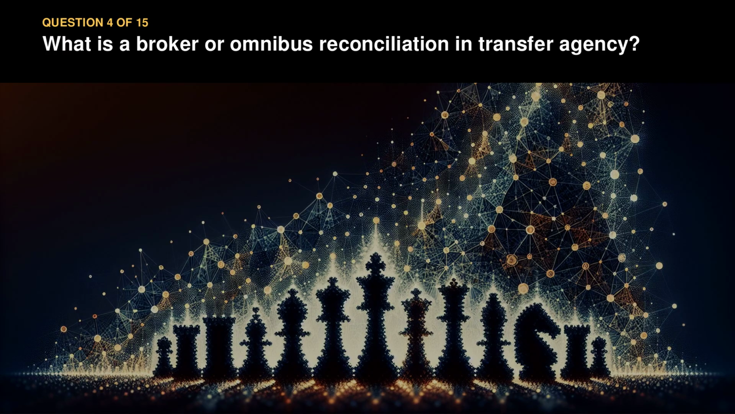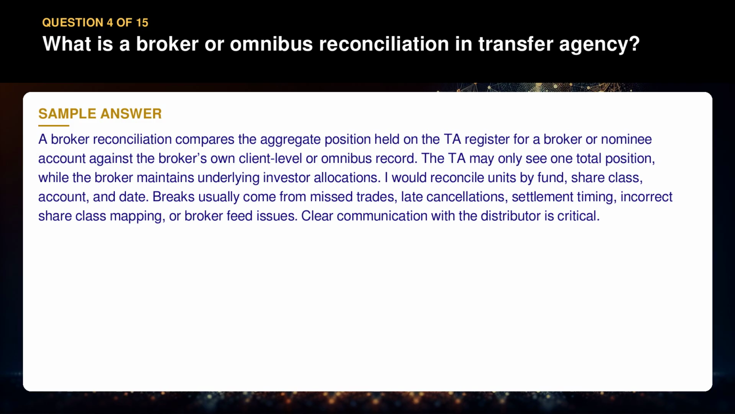Question 4. What is a broker or omnibus reconciliation in transfer agency? A broker reconciliation compares the aggregate position held on the TA register for a broker or nominee account against the broker's own client level or omnibus record. The TA may only see one total position, while the broker maintains underlying investor allocations. I would reconcile units by fund, share class, account, and date. Breaks typically come from missed trades, late cancellations, settlement timing, incorrect share class mapping, or broker feed issues. Clear communication with the distributor is critical.